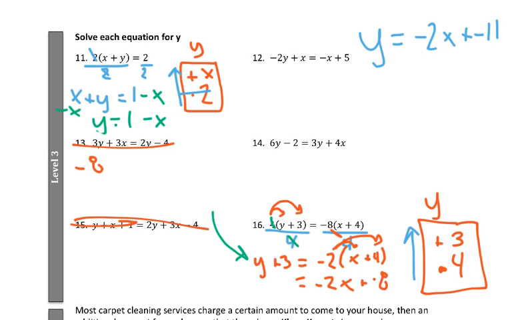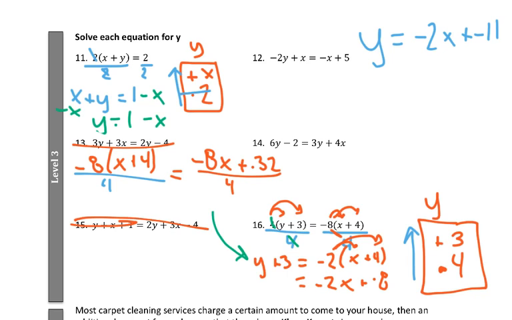Okay, what if I did the other direction? What if I distribute the negative 8 first? So negative 8 times x plus 4, and then we're still going to have the divided by 4. So let me start by distributing the negative 8. We'd have negative 8x plus negative 32 divided by 4. And then negative 8x divided by 4 is negative 2x, and negative 32 divided by 4 is negative 8. We still get the same answer.